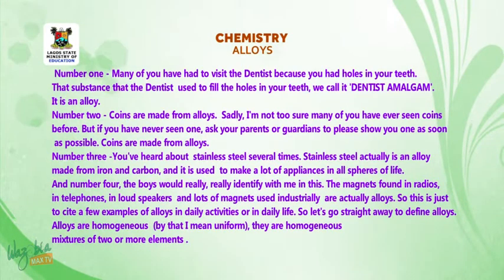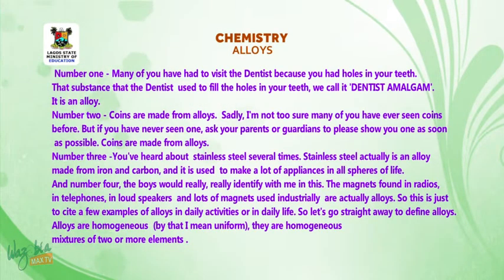Number two, coins are made from alloys. Sadly, I'm not too sure many of you have ever seen coins before. But if you have never seen one, ask your parents or guardians to please show you one as soon as possible. Number three, you've heard about stainless steel several times. Stainless steel actually is an alloy made from iron and carbon, and it is used to make a lot of appliances in all spheres of life. And number four, the boys would really identify with me in this. The magnets found in radios, in telephones, in loudspeakers, and lots of magnets used industrially are actually alloys. So this is just to cite a few examples of alloys in daily life.